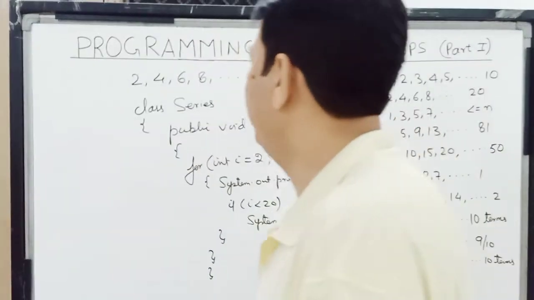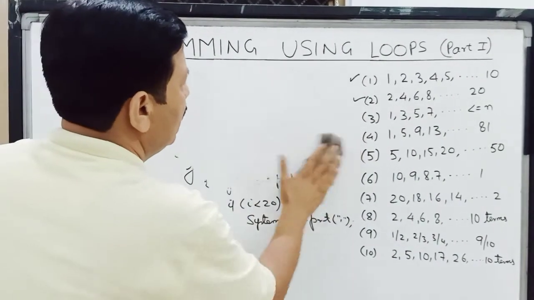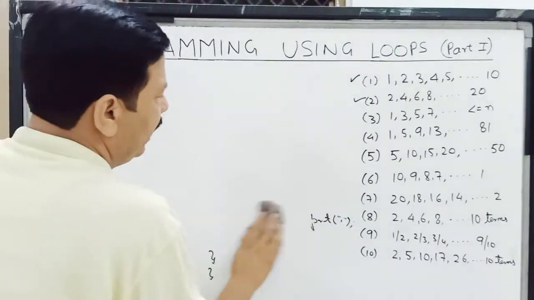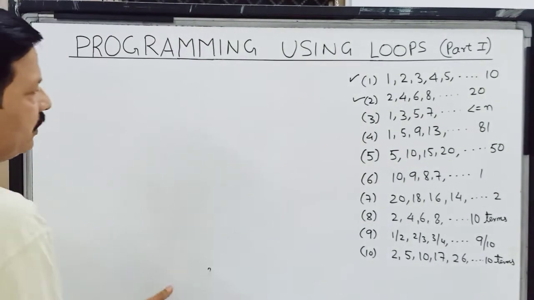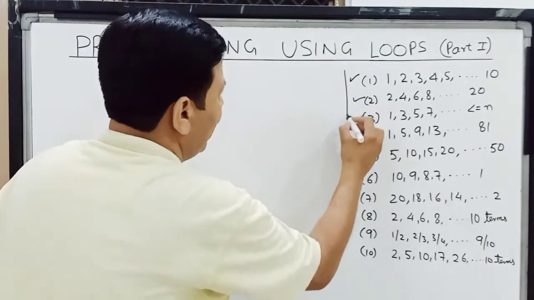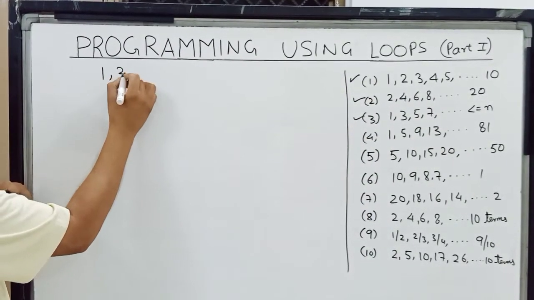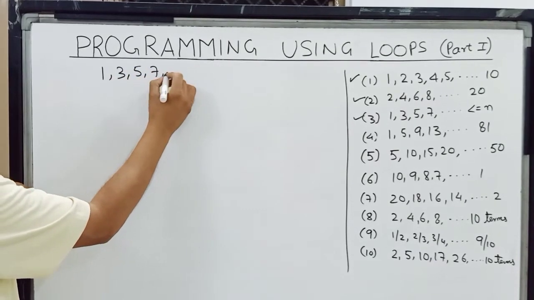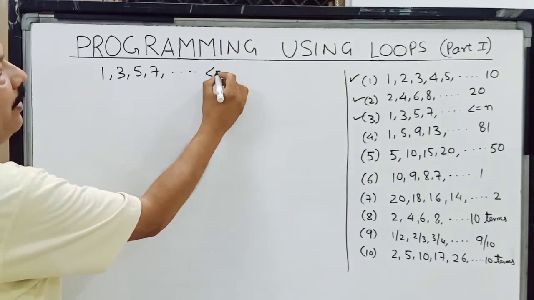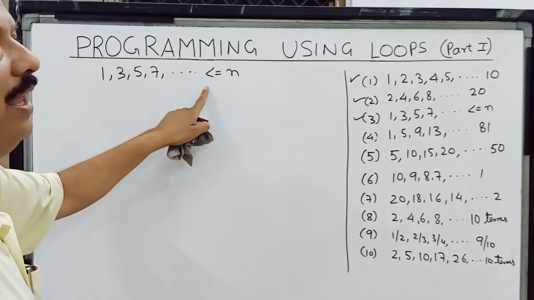So this is question number 2. Now we come to the next question, that is question number 3. Here again values are getting printed. This is the series, children, which I am going to print over here. My question is 1, 3, 5, 7, printing till less than or equal to n. So the last value can be n or less than n.